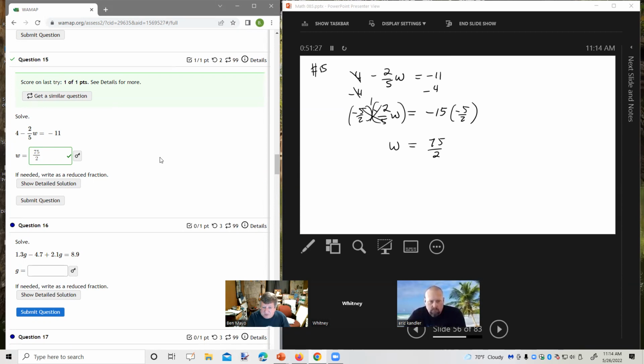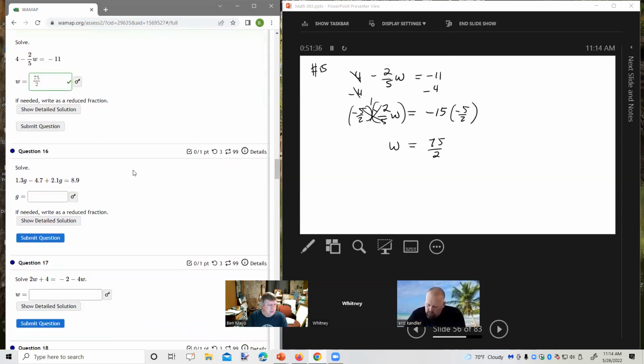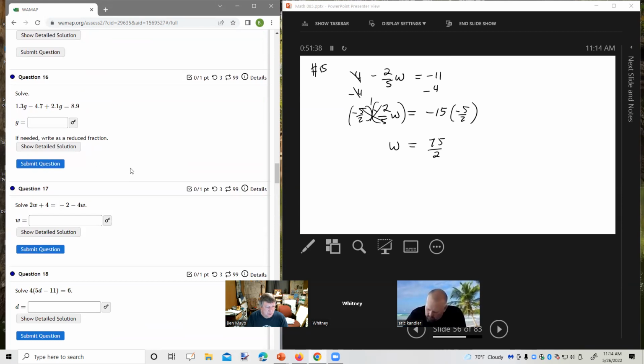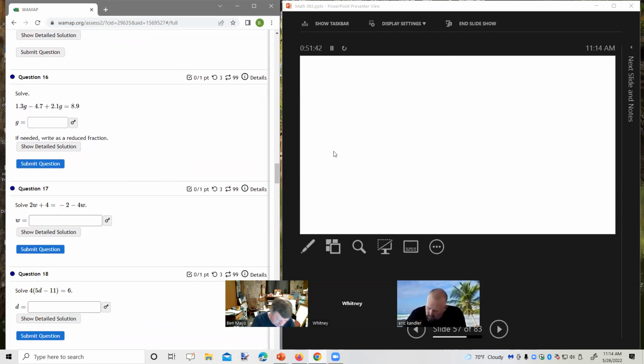But if it's just part of solving an equation, they tend to go with either fractions or decimals, but not mixed numbers. That's not a hard, fast rule. That's just kind of generally speaking. All right.